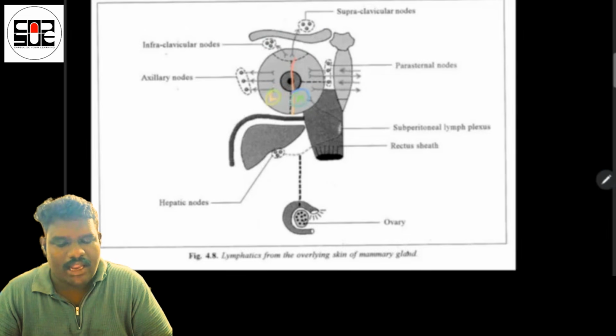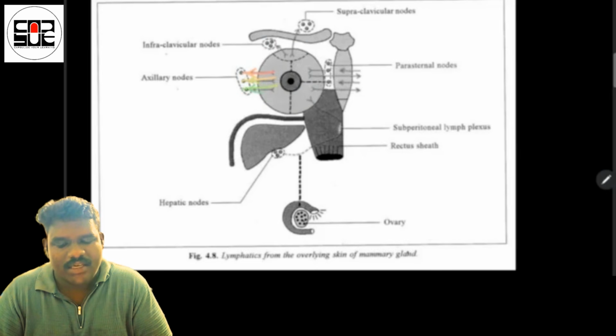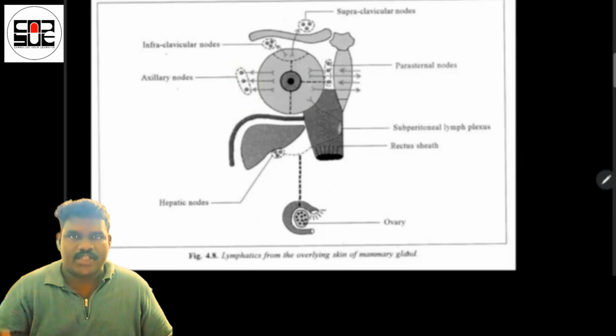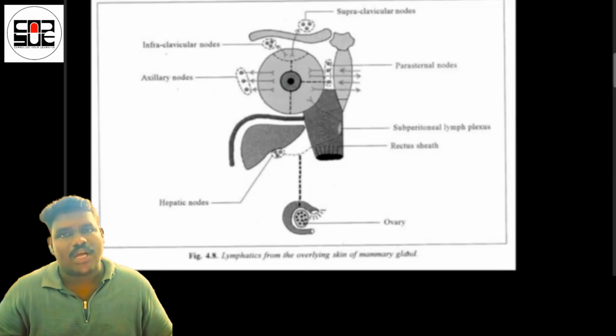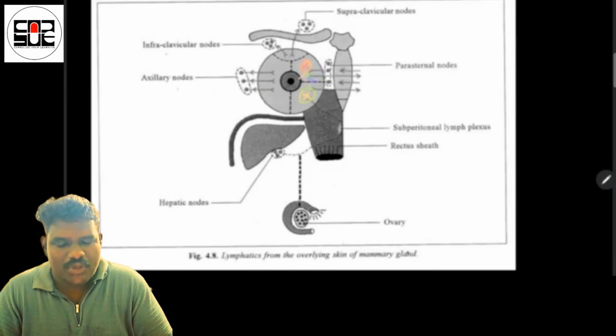Here there is a lateral half. This one is the medial half. From the lateral half, we can see the anterior axillary groups or the axillary lymph nodes. So they are draining into the axillary lymph nodes. So from the lateral half of the breast, the superficial lymphatics or the skin lymphatics are draining into the axillary nodes. Now we come to the most complex one.